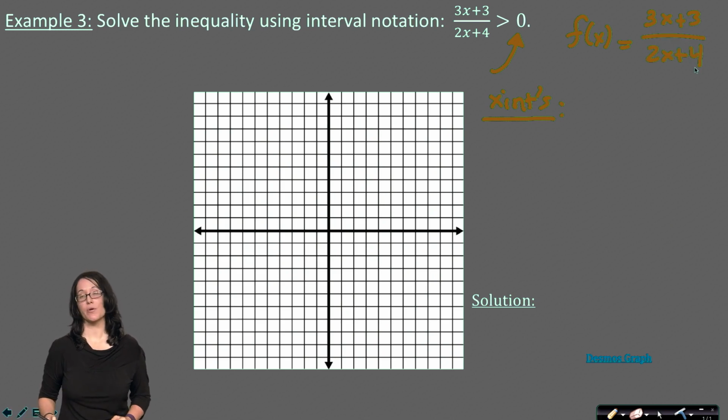Okay, so if I let y equal 0, wouldn't that mean that the entire numerator equals 0? Because the only way that a fraction, something divided by something, equals 0 is if the numerator is 0. Why? Because if the denominator was 0, that's undefined. You can't divide by 0.